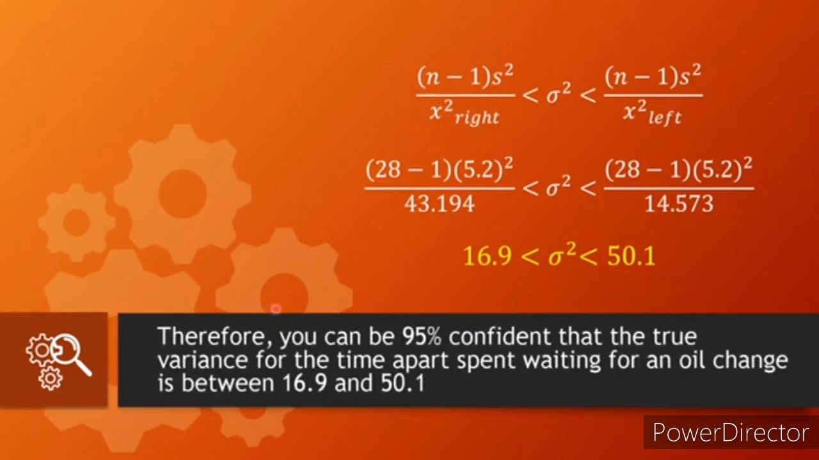Therefore, you can be 95% confident that the true variance for the time spent waiting for an oil change is between 16.9 and 50.1.